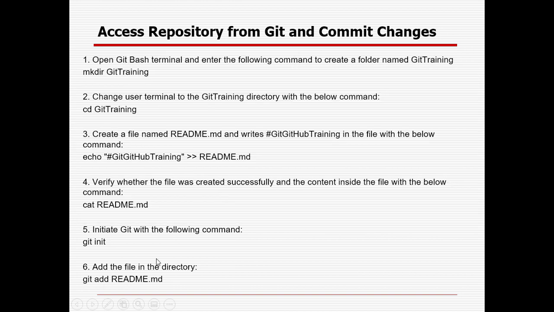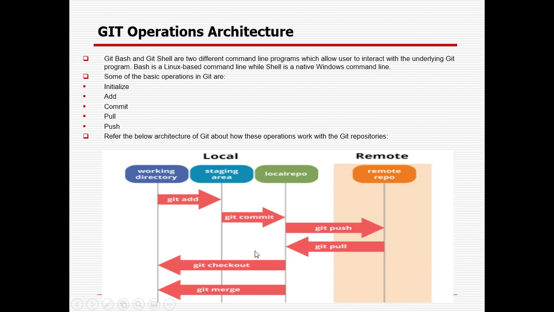Then you can add the file in the directory. So this is the graph. Here we are working in the working directory right now, and if we want to move our code from the working directory to the staging area, we need to use the git add command and then the git commit command. So I will be moving it to the local repo. After that I need to push the code to a remote repo. So that's how it happens.